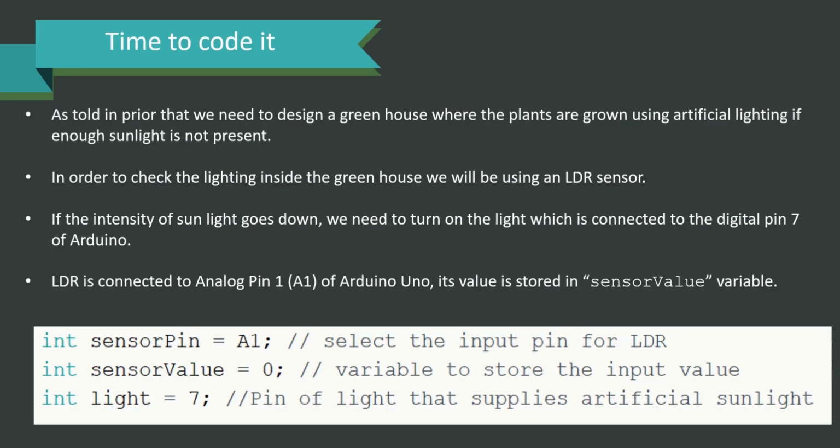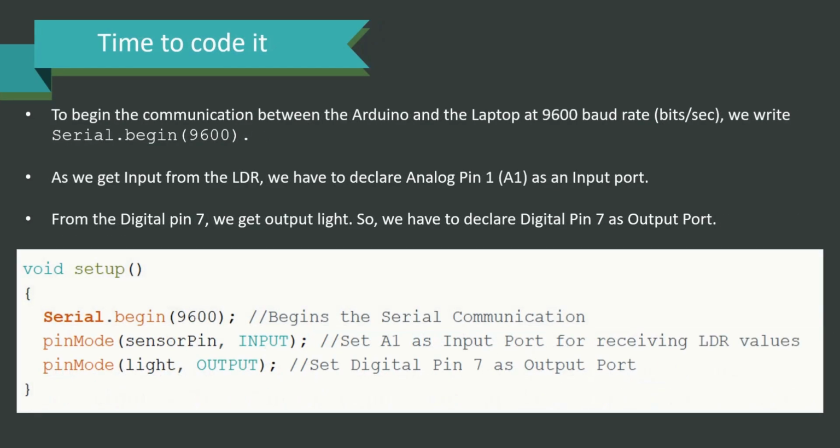The sensor pin is assigned with A1, sensor value is initialized to 0, light is with 7, which means that it is supplying the artificial light. We will go to the next part of the code where we are setting up the baud rate initially. The baud rate is set up to 9600 and it has to be consistently set up with the serial monitor also for you to see the results.